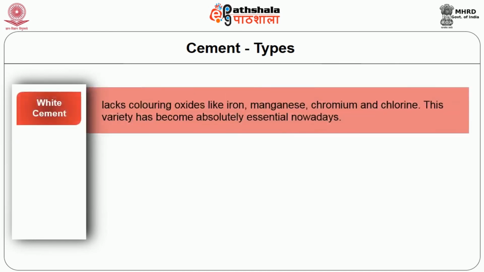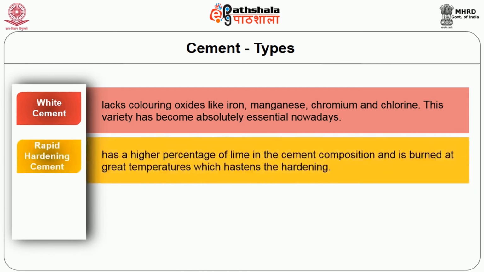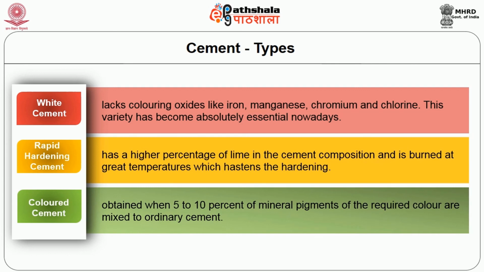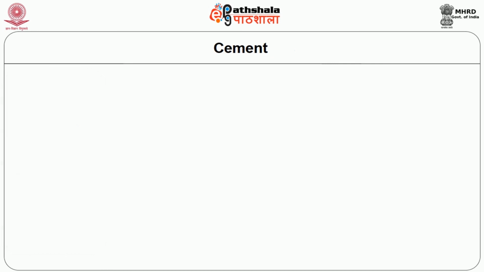White cement lacks coloring oxides like iron, manganese, chromium and chloride. This variety has become absolutely essential nowadays. Rapid hardening cement has a higher percentage of lime in the cement composition and is burned at greater temperatures, which hastens the hardening. Colored cement is obtained when 5 to 10% of mineral pigments of the required color are mixed to ordinary cement.